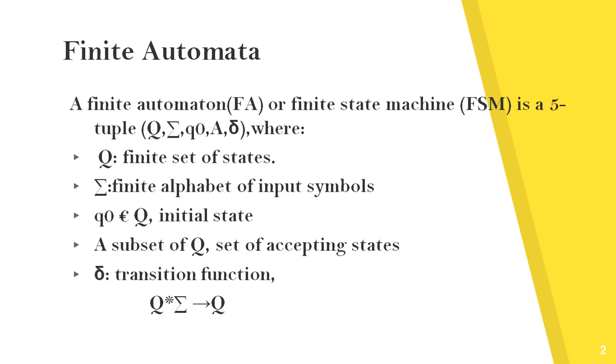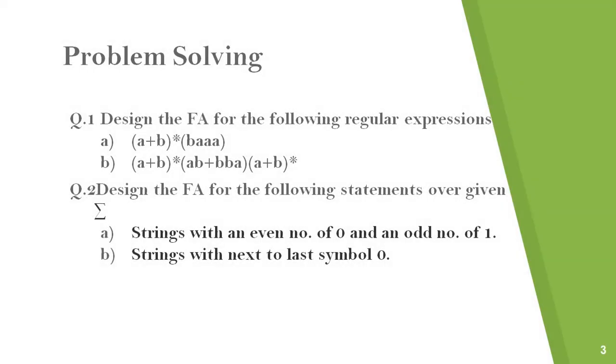In the previous session we also discussed how we construct the finite automata for a given problem statement. We represent the finite automata in two ways: first the transition diagram, second the transition table. We also discussed some examples, such as strings ending in 0 and strings ending in 1. Today's session we will discuss some further problems.